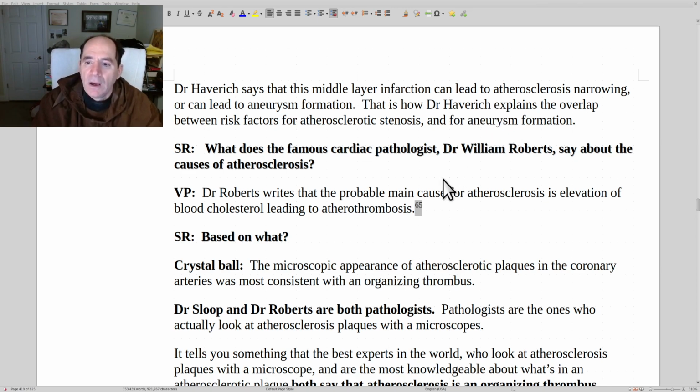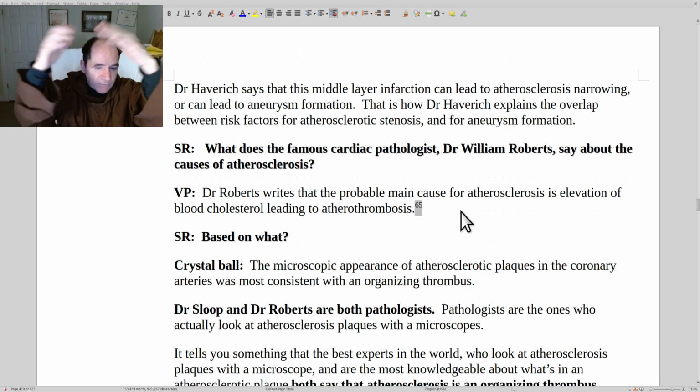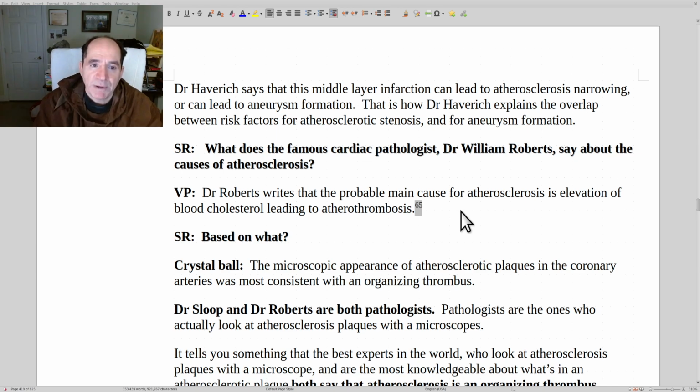Okay. What does the famous cardiac pathologist Dr. William Roberts have to say about the causes of atherosclerosis? He just says, look, the most common probable cause for atherosclerosis is elevation of blood cholesterol. It's by far the most important thing. And that's based on an entire life of studying atherosclerosis.